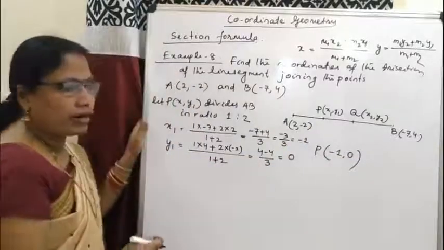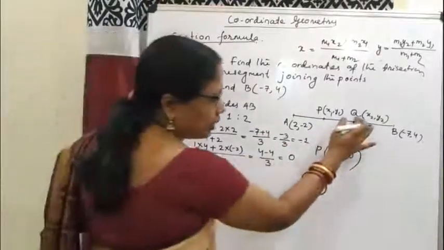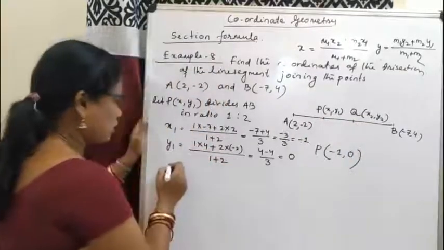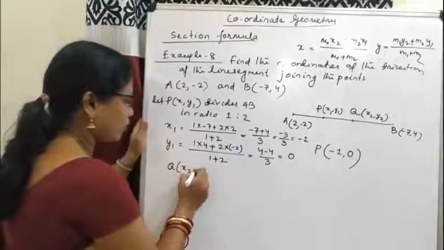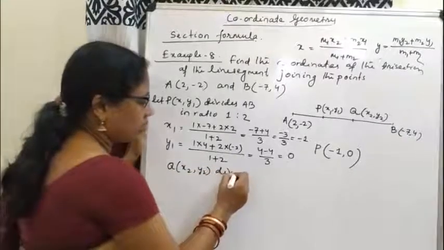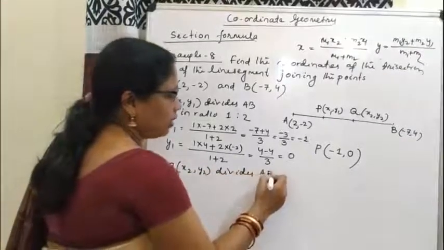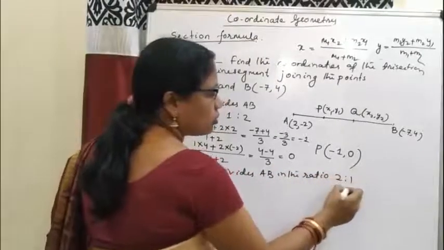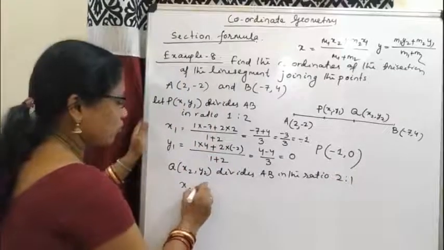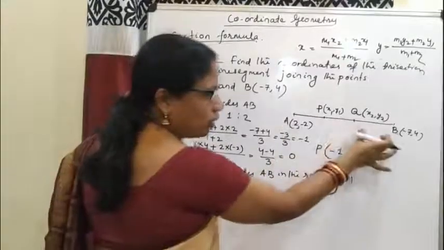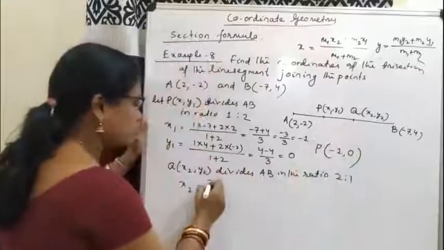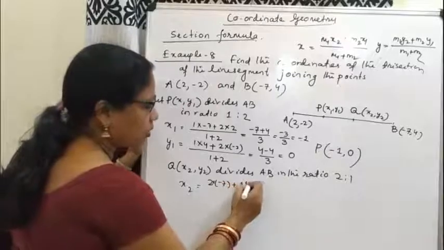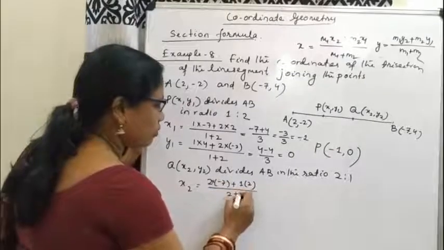Then we will find the coordinates of Q. Q divides AB in the ratio 2 is to 1. So what is x2? x2 is equal to, here m1 is 2, m2 is 1. So 2 multiplied with minus 7 plus 1 multiplied with 2 divided by 2 plus 1.